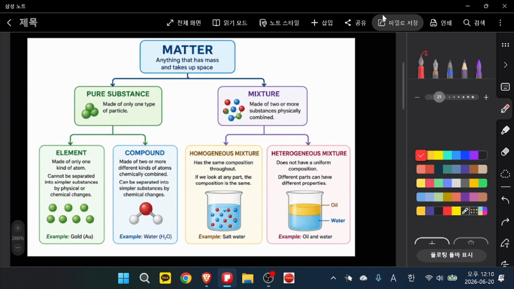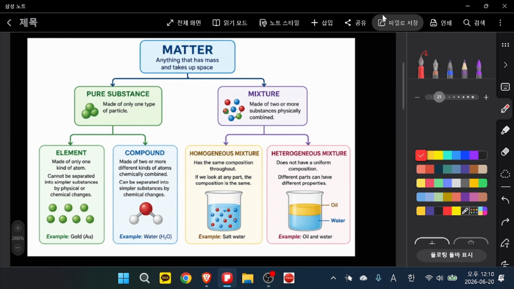Now let's talk about the second category of matter, mixtures. A mixture is made when two or more substances are combined physically, but they do not form a new substance. Mixtures can be divided into two types, homogeneous mixtures and heterogeneous mixtures.